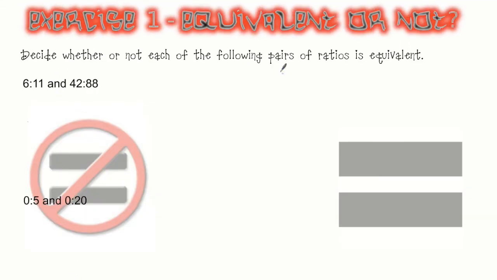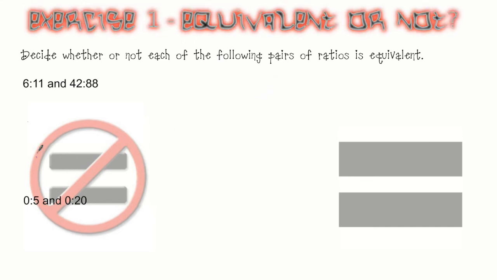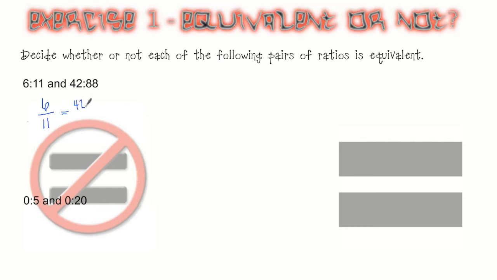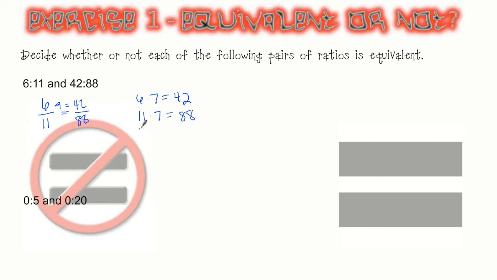All right, so we're going to decide whether or not each of the pairs of ratios are equivalent. So what we can do is set them up like a fraction, 6 to 11, and see if it's equivalent to 42 to 88. Okay, in this case, I know 6 times 7 gives me 42, so that way 11 times 7 would have to give me 88. Since that's not true, these are not equivalent.